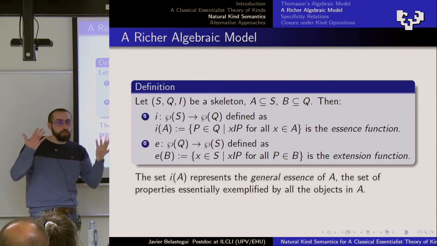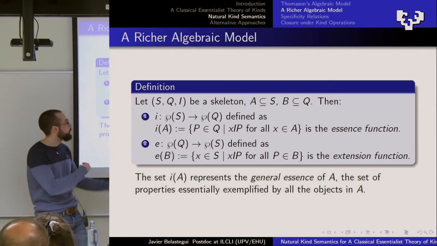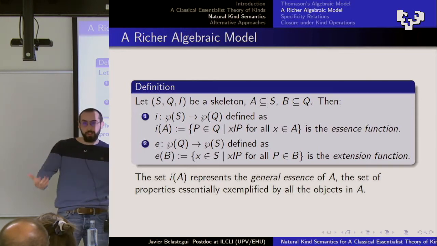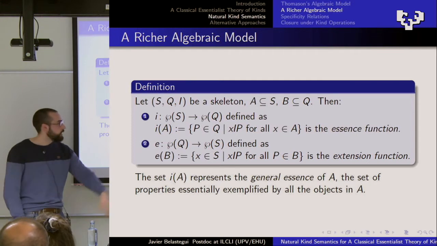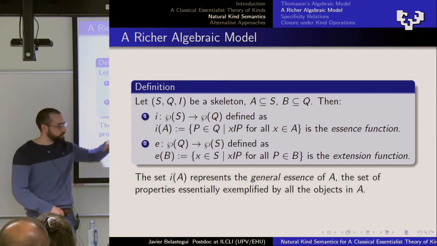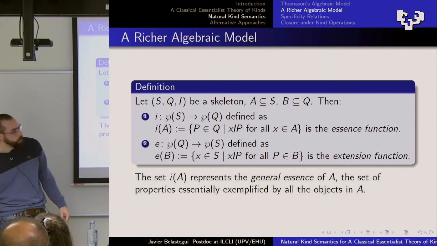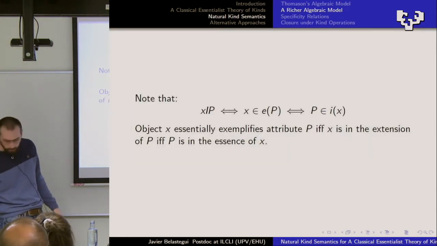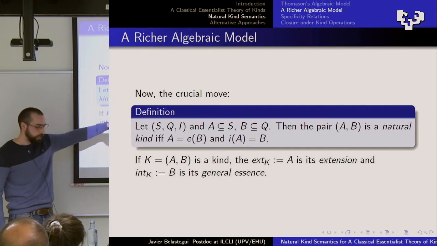If you take a simple example, take a set that includes only one object, and I will give you the set of all the essential properties of the object. Take a set that only contains one attribute, I give you the set of objects that have this attribute essentially, so the extension of the property. Right. And now this is a crucial move.